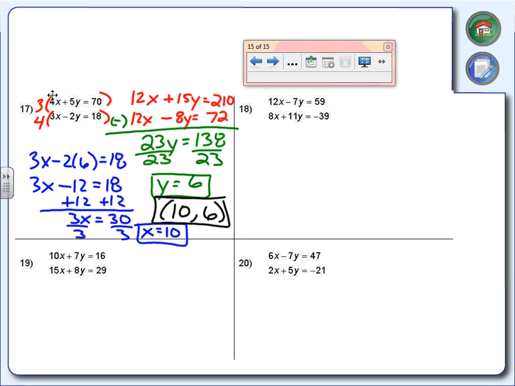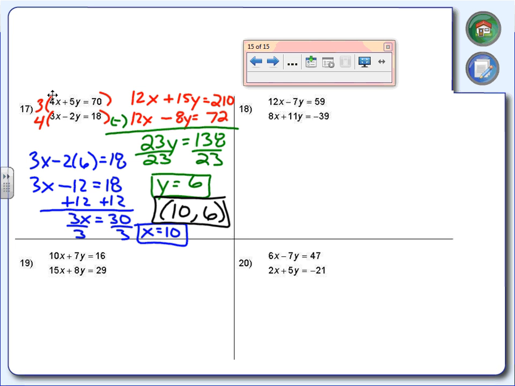All right, let's do one more here, number 18. Again, right now as it stands, if I add or subtract, nothing's going to eliminate. So I want to try and figure out some way to get either the x values to match up or the y values.